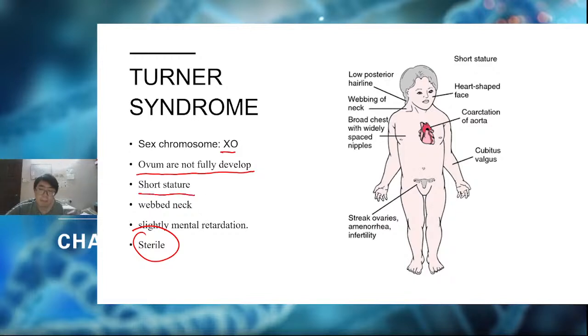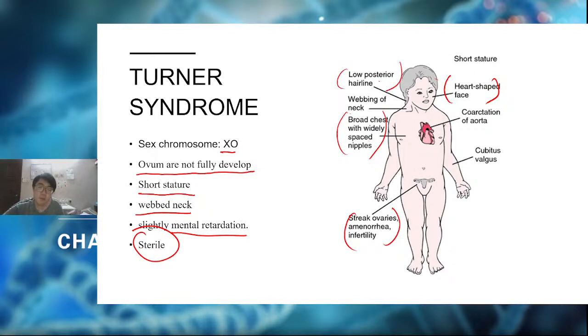And also short stature. So perempuan ni sangat pendek lah. Ya, memang ketinggiannya sangat pendek. And neck, you see the neck is web, and also slightly mental retardation. And also you will see the face is heart shape, and also we see this shield chest, and also widely spaced nipples, and also low posterior hairline.